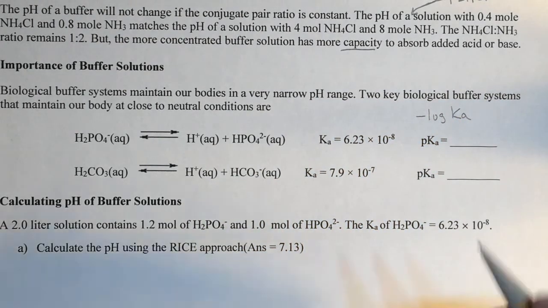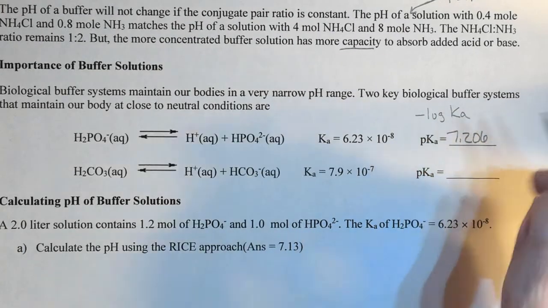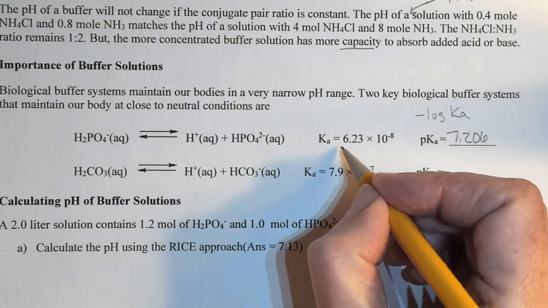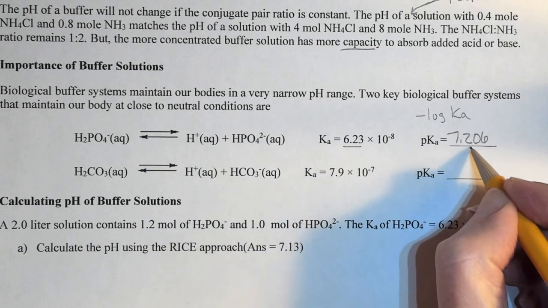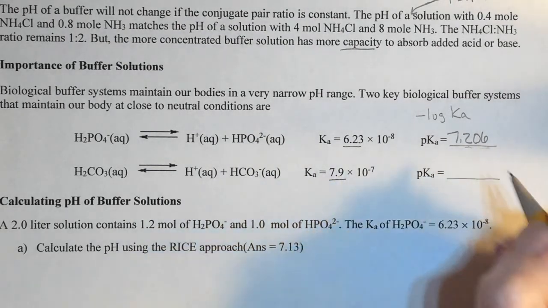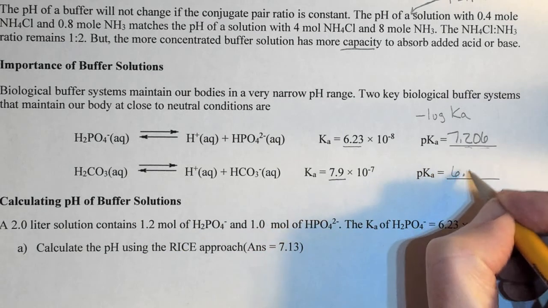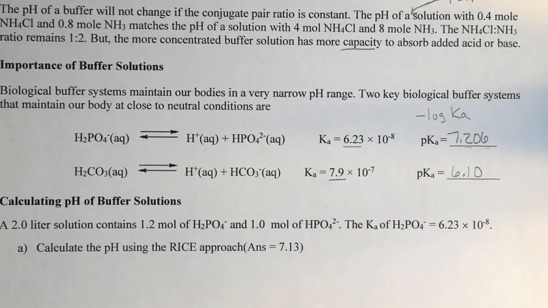So, the pKa of the first one is 7.206. A little review on significant figures. We have 3 significant figures here, 3 significant figures, 2 significant figures here, so when we go to calculate the pKa, we would use 6.10. Same rules as we use for pH.